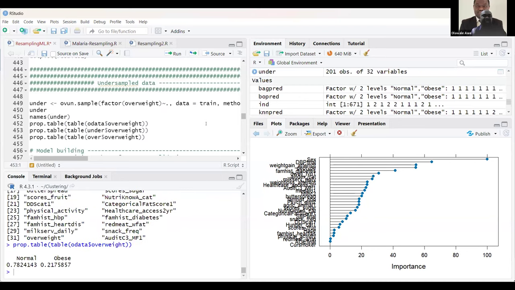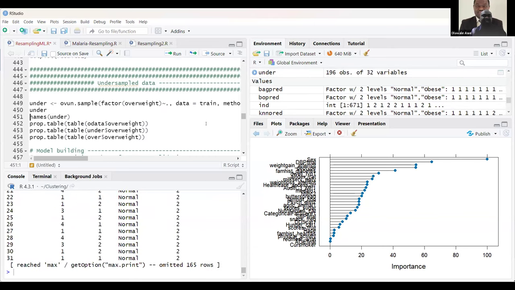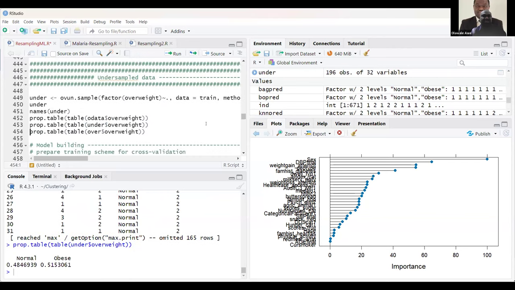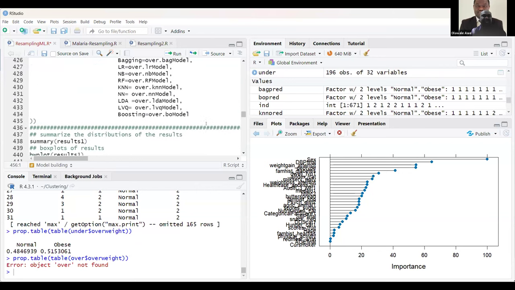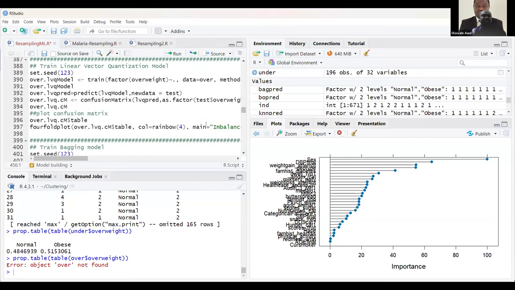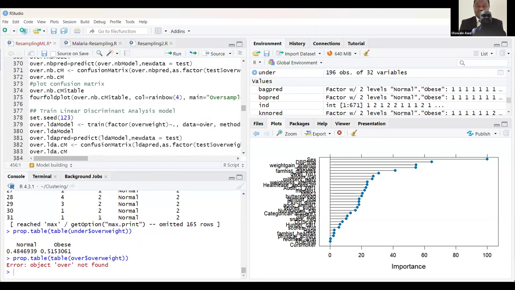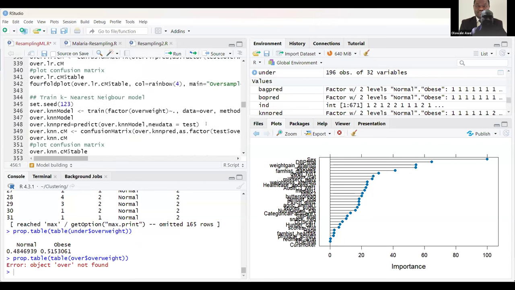Now, you can see the proportion of the original data set. Let's see the proportion of the undersampled data set. Look at it, almost equal, 48 and 51. Let's see the proportion of the oversampled data set now. I needed to have run that up there, but I didn't run it. So if you come across any error, don't be afraid. You just need to take a closer look at your code and rerun.